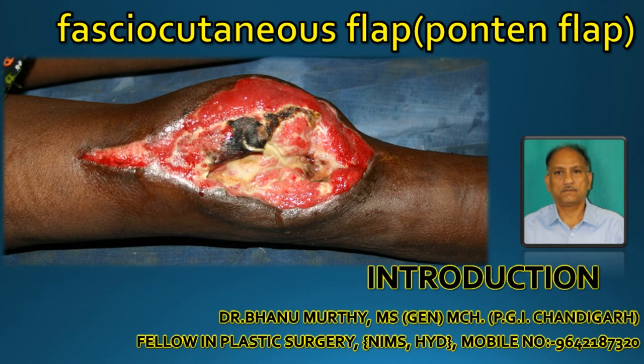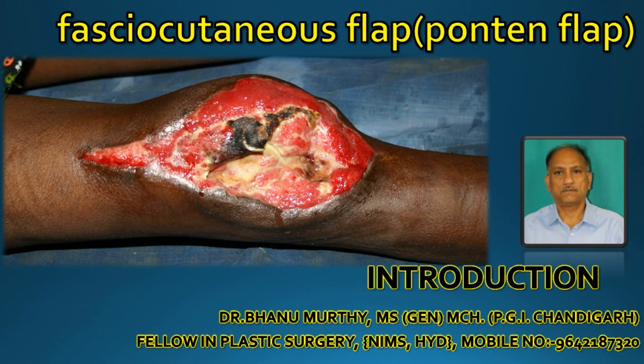It is an axial flap containing skin, subcutaneous tissue and fascia with a ratio of 1:3. Ponten was the first person to define the concept of fasciocutaneous flap in the leg in 1981. Ponten showed the importance of the deep fascia in the survival of the flap. When the fascia is included, the longitudinal anatomical vascular network, especially the suprafascial plexus, is preserved.